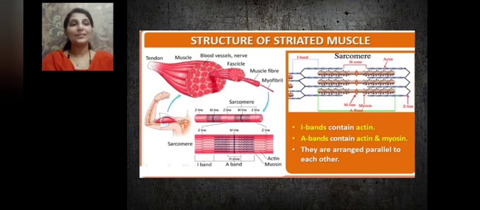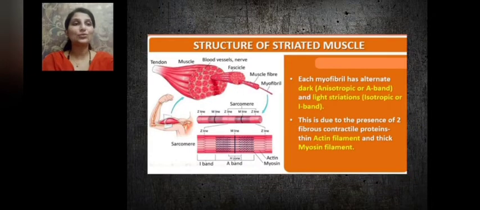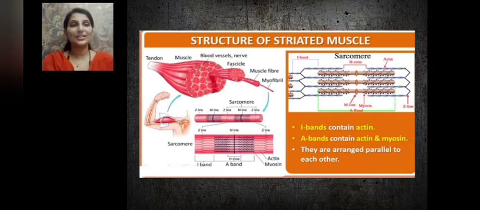The I band contains the actin filaments which are thin, and the A band contains actin and myosin. That is why the I band, we can see this is the I band region, has only the thin filaments, that is the actin filaments. That is why it is called isotropic. It has only one type of filament. Whereas in the A band region, we have the thin filament, actin, and the thick filament, myosin, and hence it is called anisotropic. So they are called anisotropic and isotropic respectively.